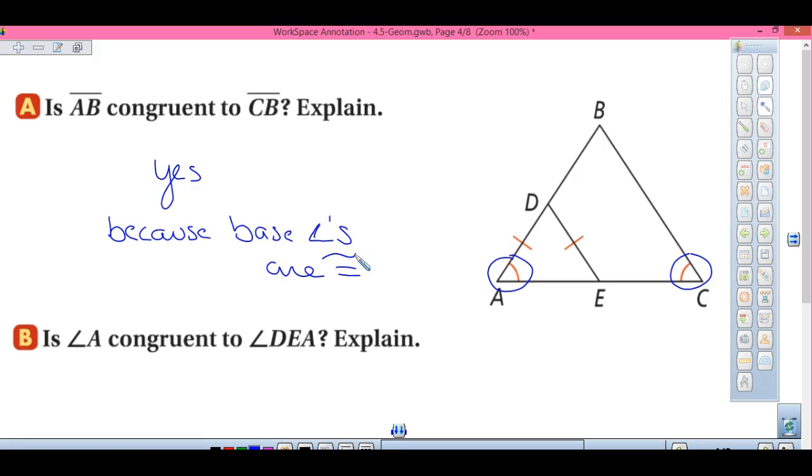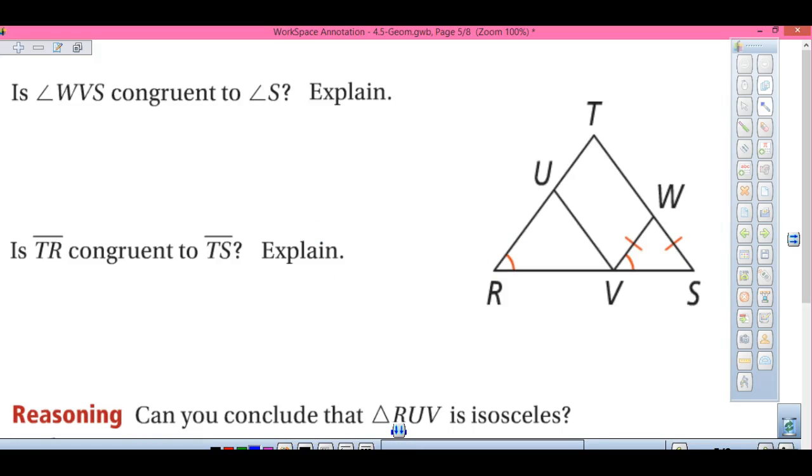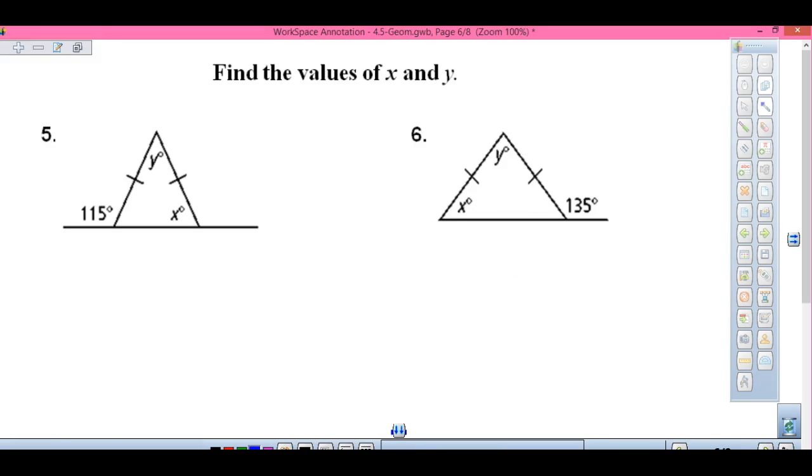Then they want to know, is angle A congruent to angle DEA? DEA is right here, right? That's going to be a yes, because we've got our two legs congruent right here. AD is congruent to DE. So if those two sides are congruent, then my base angles are also going to be congruent. We've got that. All right, let's look at this.